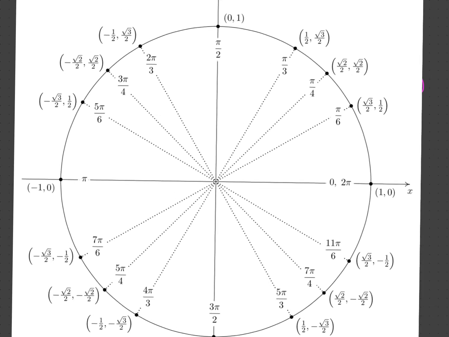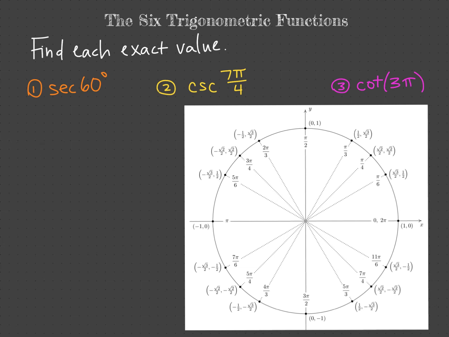Well, 60 degrees is pi over 3, and the x value is 1/2. So since the x value is 1/2, its reciprocal would be 2. So because the cosine at 60 degrees is 1/2, the secant would be its reciprocal, which is 2. Therefore, the secant at 60 degrees is 2.